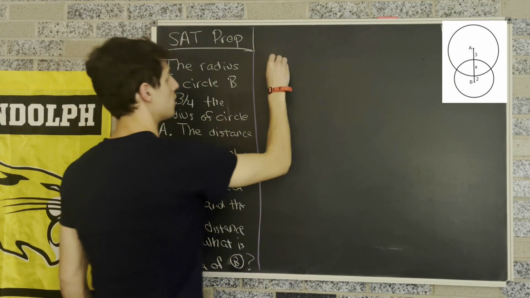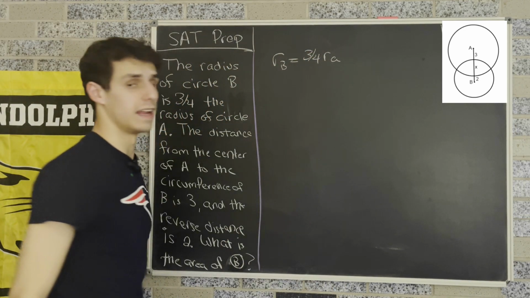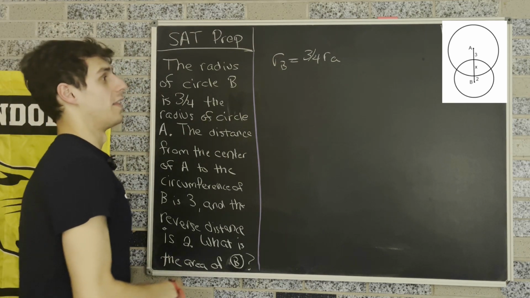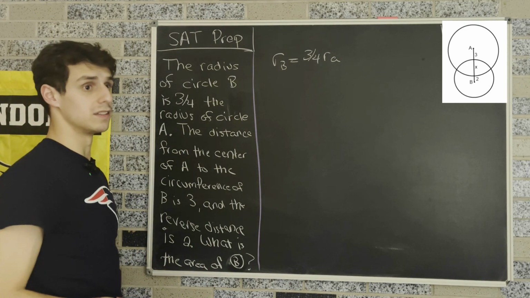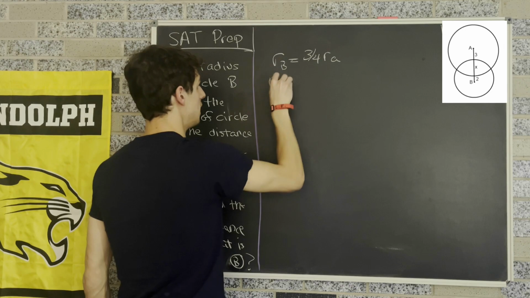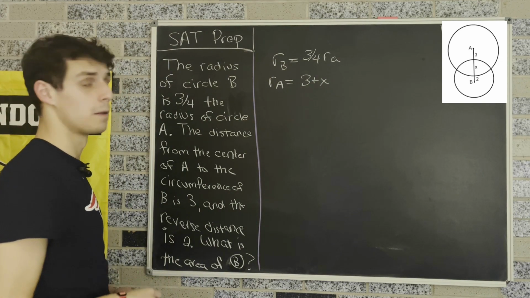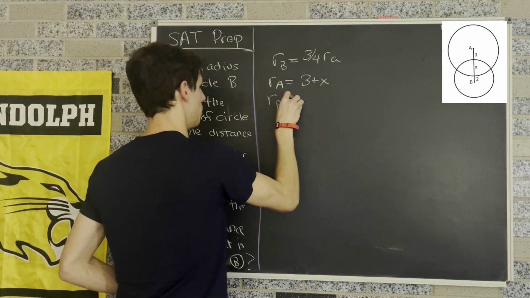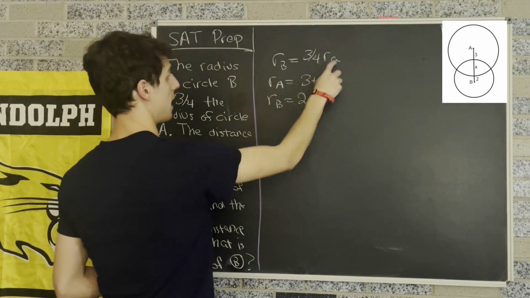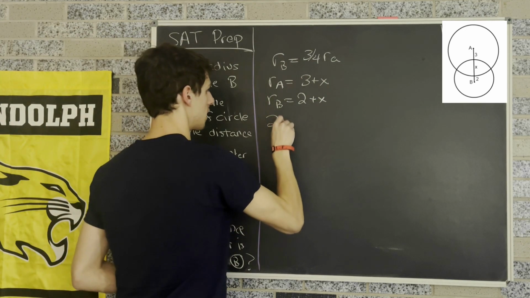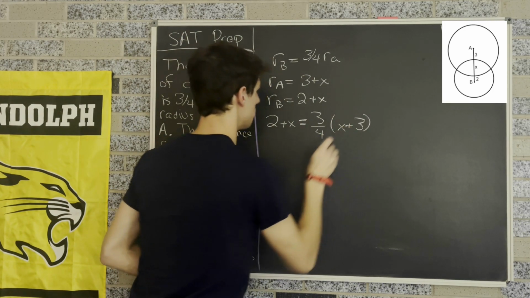So let's go ahead and start this. So we know that the radius of circle B is equal to 3/4 the radius of circle A. And that's given to us in the problem. And then from that figure, we can see that with this fact here, that the center of A to the circumference of B is 3, we know that the radius of A is equal to 3 plus this distance x here up in the picture. And similarly, the radius of circle B is equal to 2 plus x from the picture. But now we can substitute both of these back into our top equation. So we get 2 plus x is equal to 3/4 times x plus 3.